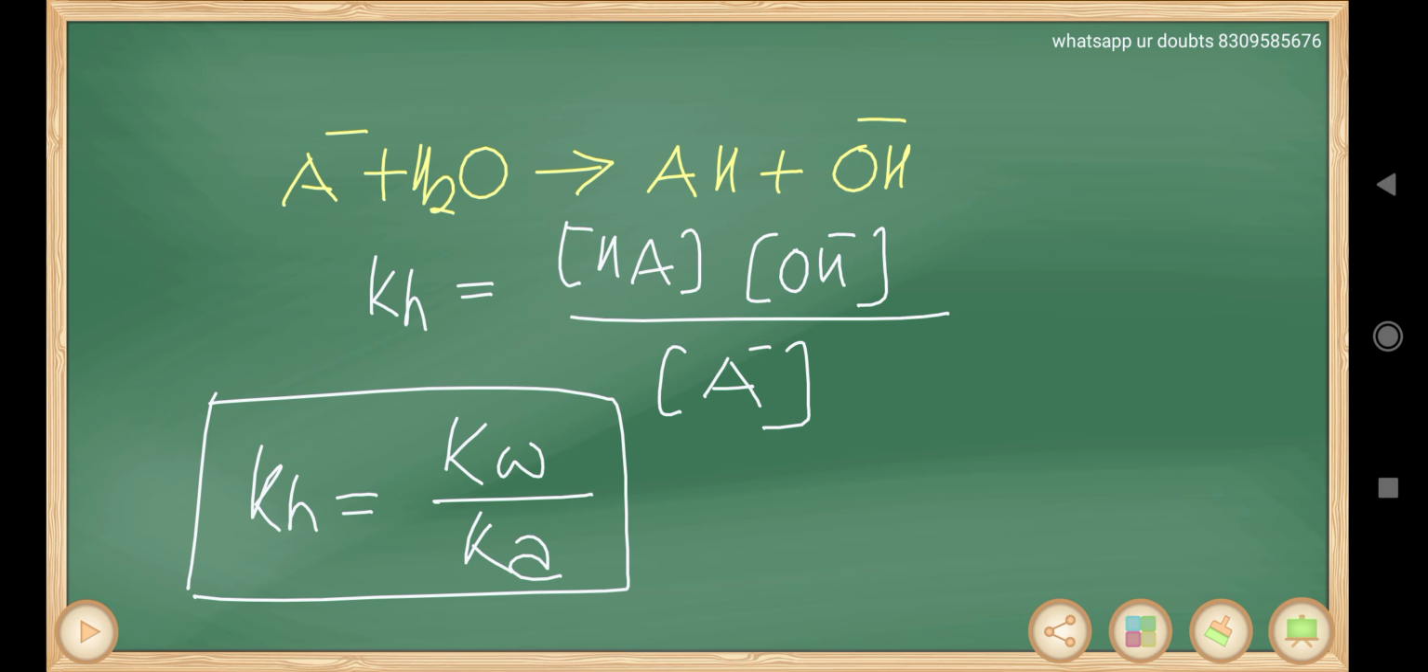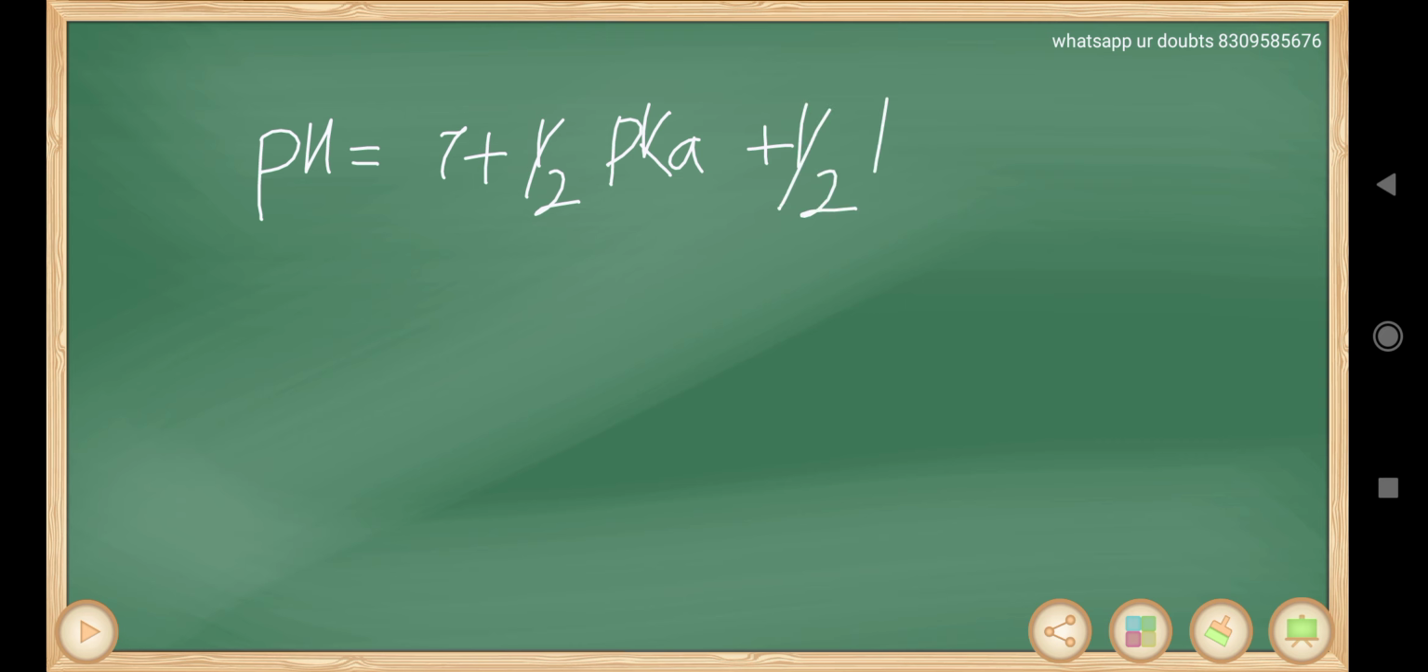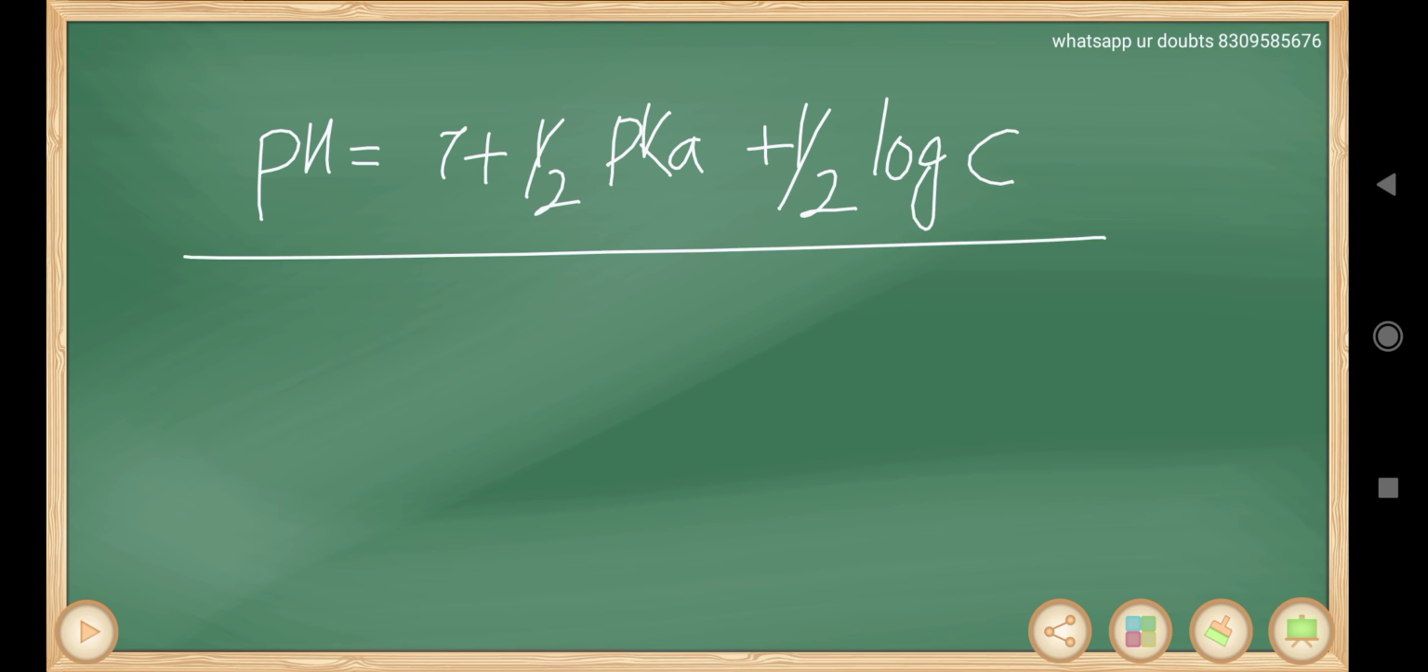Here, if you want, you can calculate the pH value by using this expression. pH is equal to 7 plus half pKa plus half log C. Use your common sense again. Here strong base is there, so pH must be more than 7.